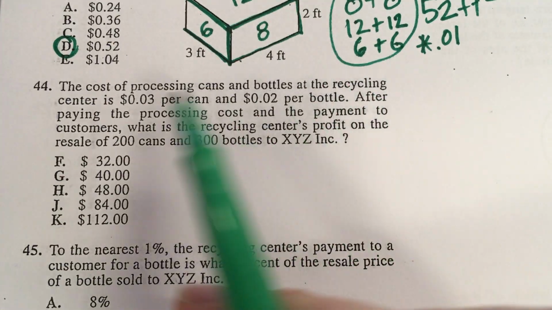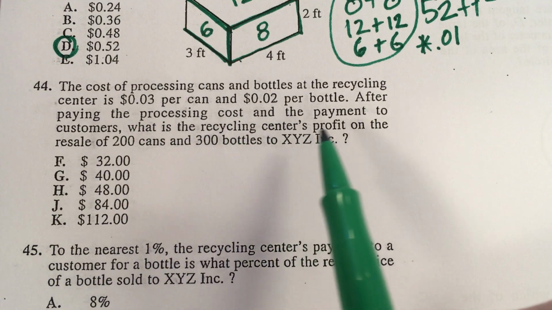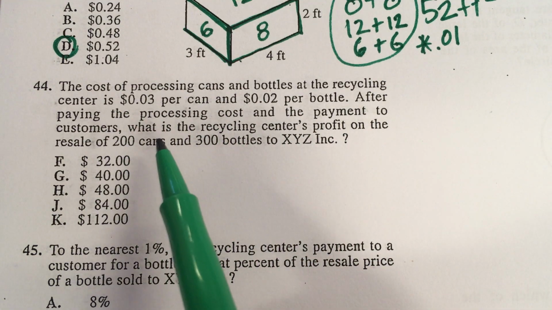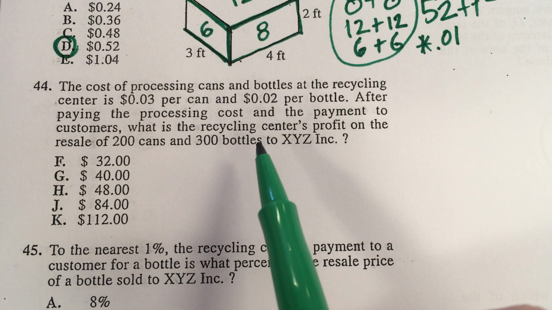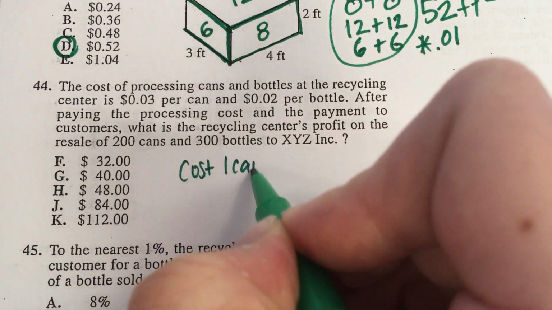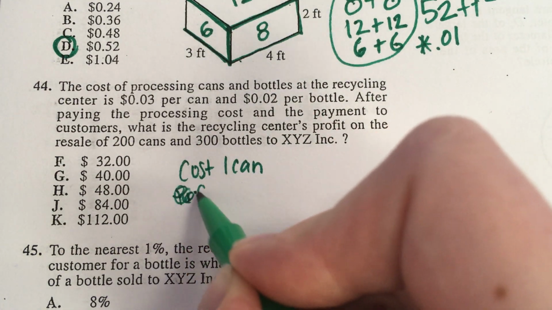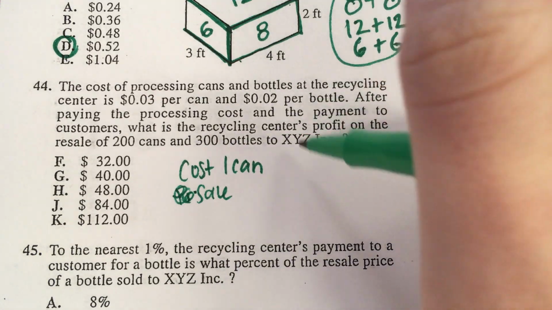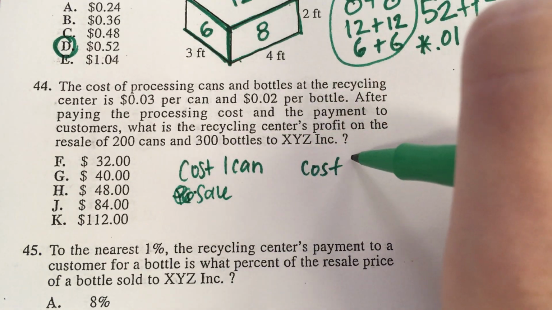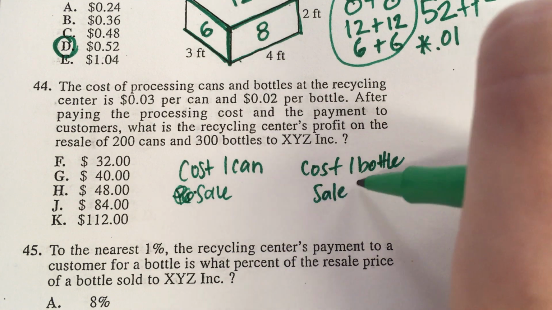So it says, after paying the processing cost and the payment to the customers, what's the recycling center's profit on the resale of 200 cans and 300 bottles? Okay, so we need to figure out the cost of 1 can and how much the sale of 1 can is. And then the cost of 1 bottle and the sale of 1 bottle.